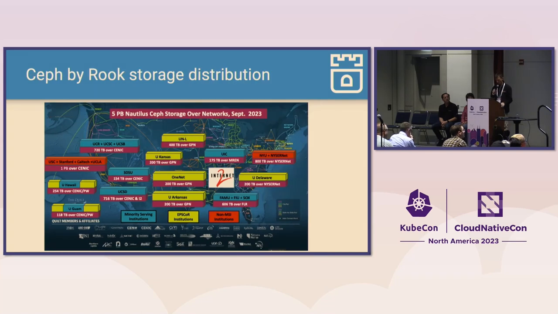And a map of Ceph storage. So currently it's 5 petabytes, again scattered across the US in 6 Ceph pools. And it's covering many regional networks. CENIC is providing a network in California, and all of Internet2 is covering most of the US. And so everything is very well connected with fast networks.